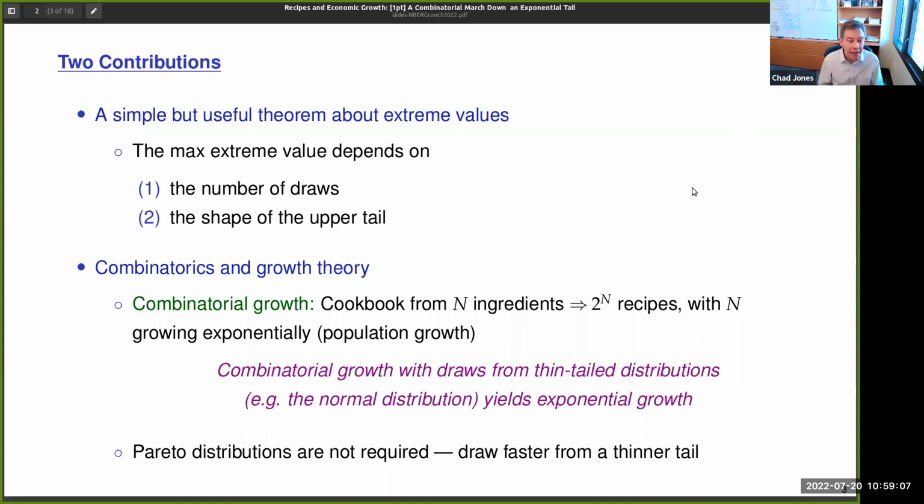So the bottom line here is Pareto distributions aren't required. You just need to draw faster from a thinner tail. And it turns out combinatorics is exactly the right way you need to draw from a lot of standard distributions like the normal or exponential.